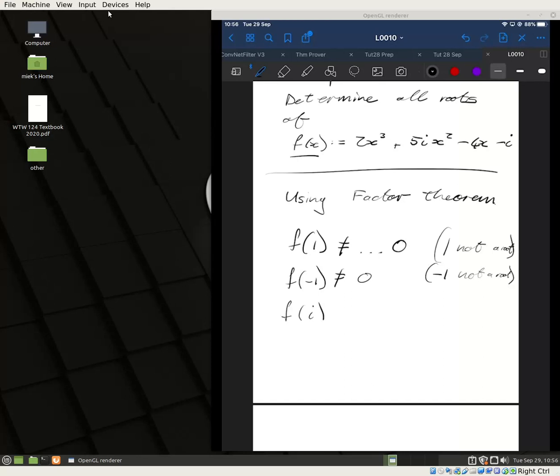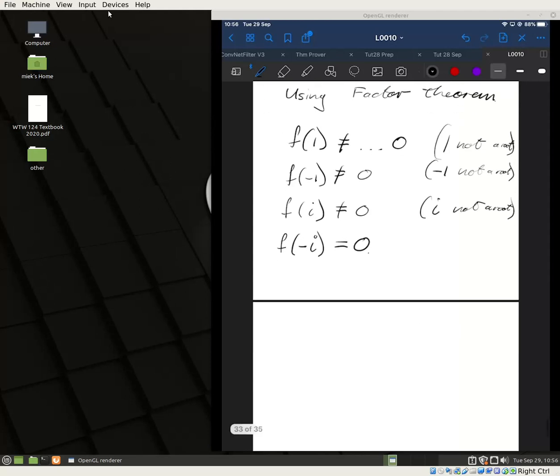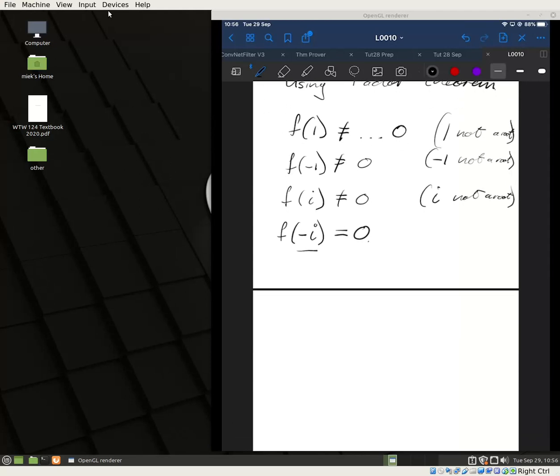And you can try I. That's also not 0, so I is not a root. And if we use -I, then we see that we will get 0. The arithmetic I will leave as an exercise for you. And notice here, -I is a root, but I is not. So -I is a root, but its complex conjugate I is not a root.